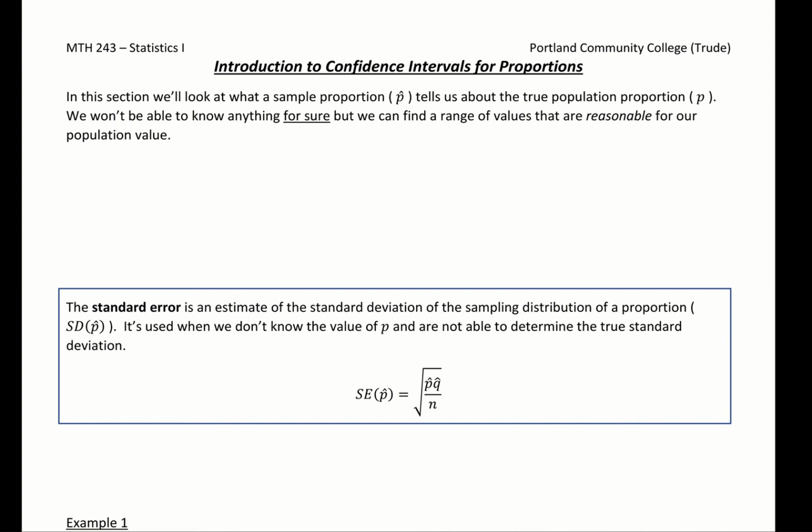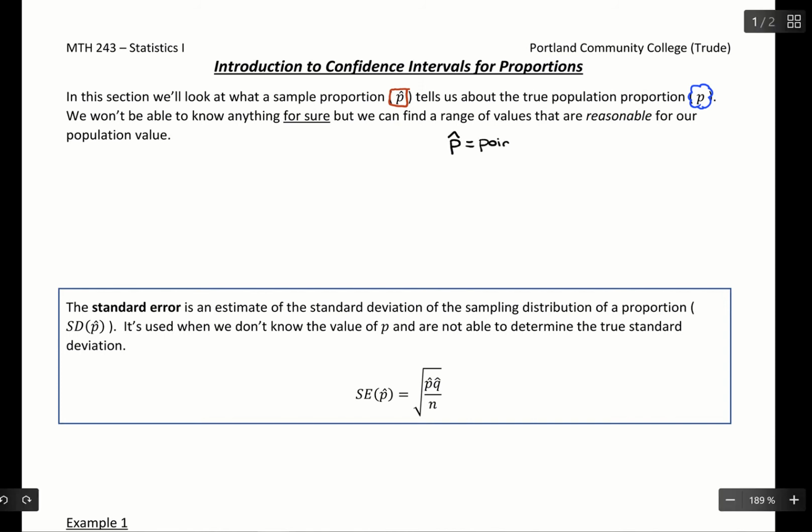What we're going to do in this section is use sample data to make claims about the population. So here we're getting into inferential statistics. What does a sample tell us about the population? Specifically in this section, we're going to talk about if we have some sample proportion, what does that tell us about our population proportion?